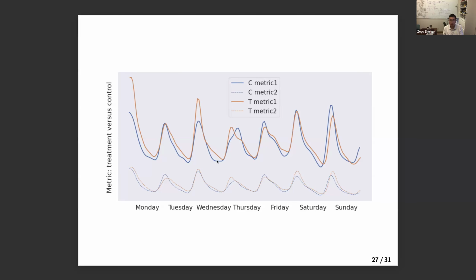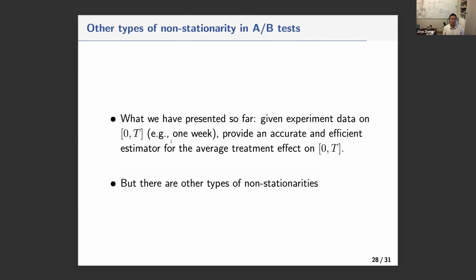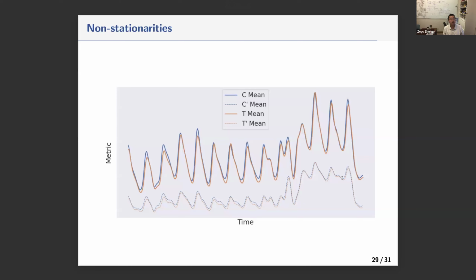A related notion is that usually, for a given experiment we run on a time horizon, maybe 1 week, maybe 3 weeks, the proposed estimator more or less presumes that this pattern is going to continue in the future, right? Sometimes that's the case, but sometimes that's not the case. In this plot as an illustration, this is for a time span of 2 weeks.